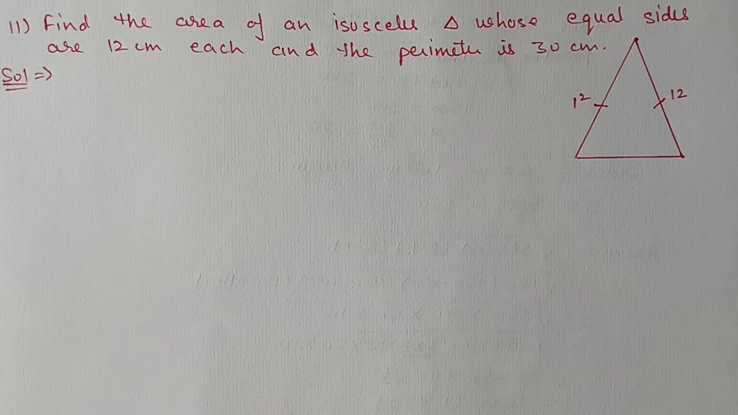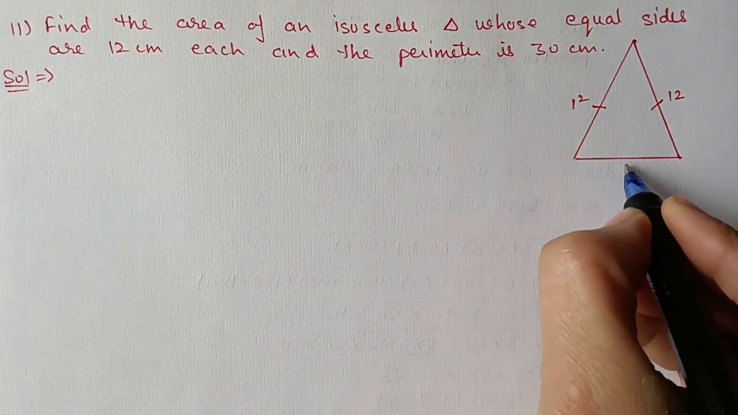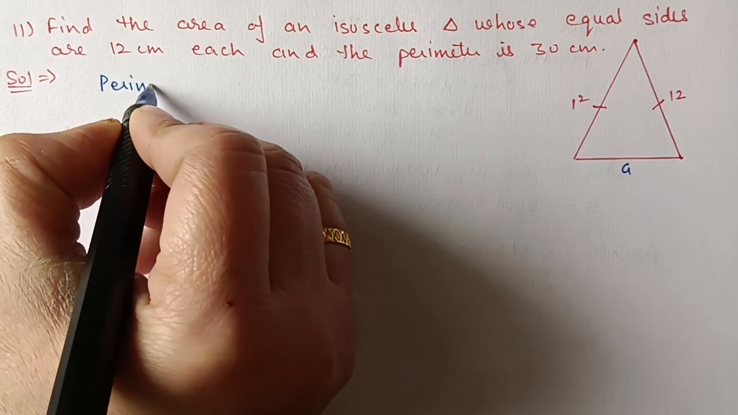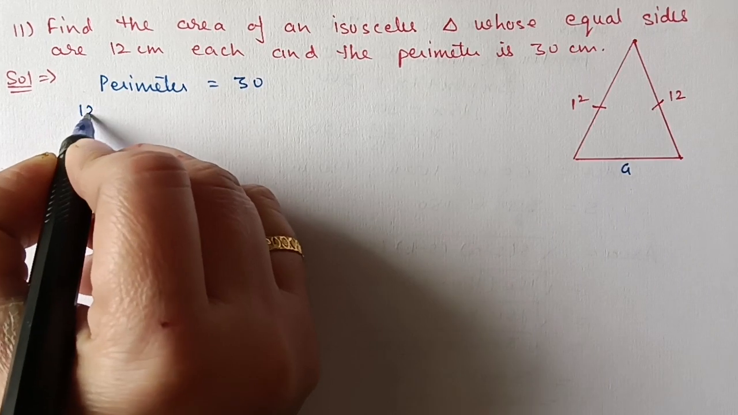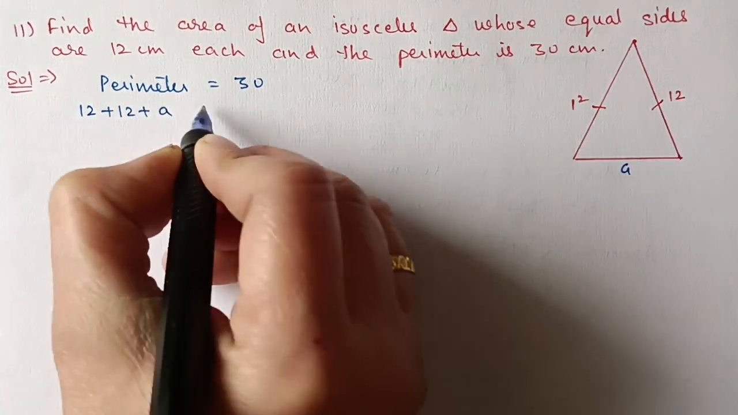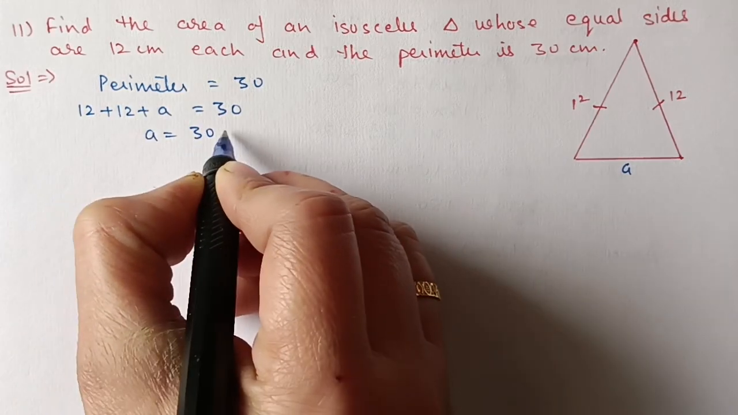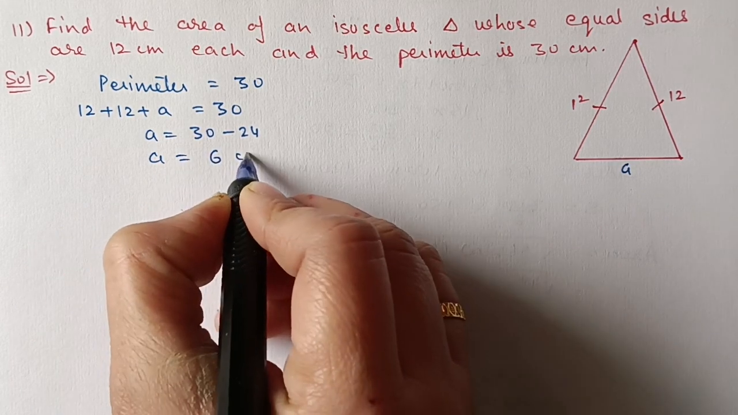Next we have question number 11. Find the area of an isosceles triangle whose equal sides are 12, 12 and perimeter is 30. So first we will calculate the third side. Let the third side be A. The perimeter is given as 30. So 12 plus 12 plus A is equal to 30. So the A value we will get is 30 minus 24, equal to 6 centimeter. So the third side we are getting is 6.